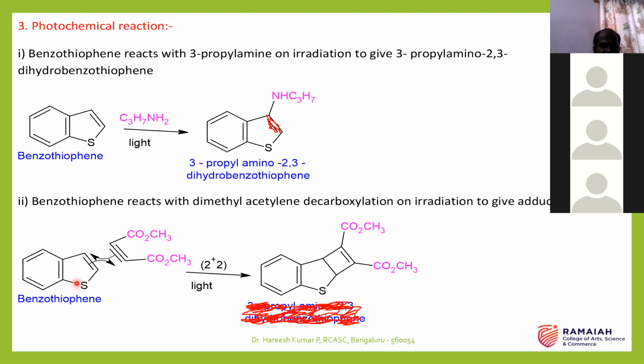So when this is treated with benzo-thiophene, it undergoes 2+2 addition in the presence of light, giving rise to a tricyclic compound. Of course, I think you are aware that the stereochemistry of the reactant is retained in the product. So that is about the stereochemistry. Now we cannot say about the cis or trans here, and here we can say that these are cis only. Then I will go to the next slide.